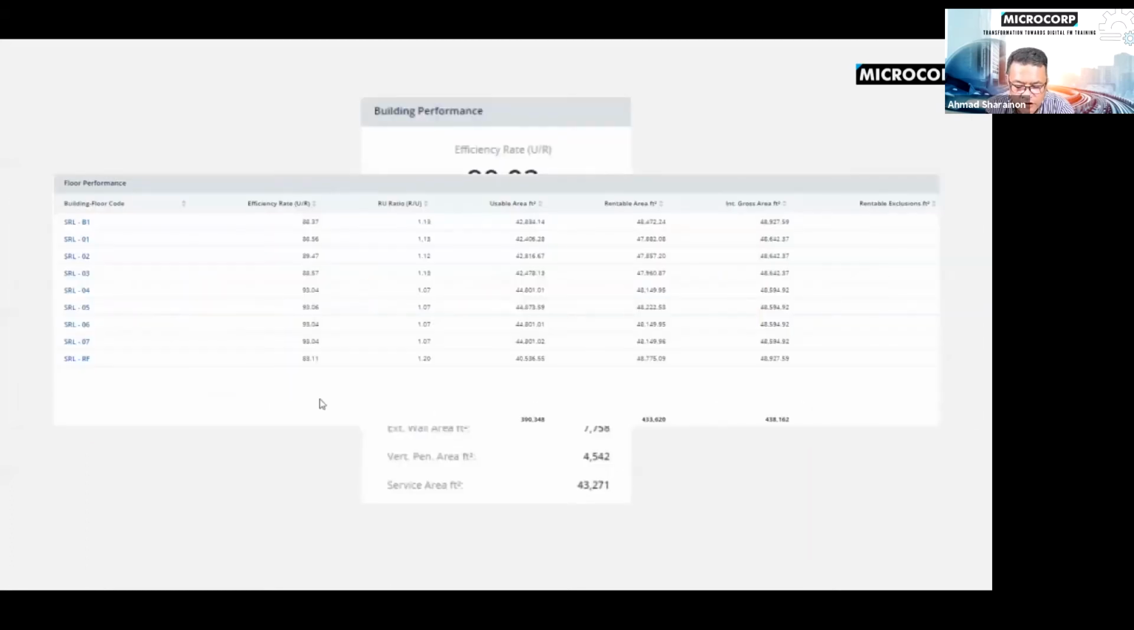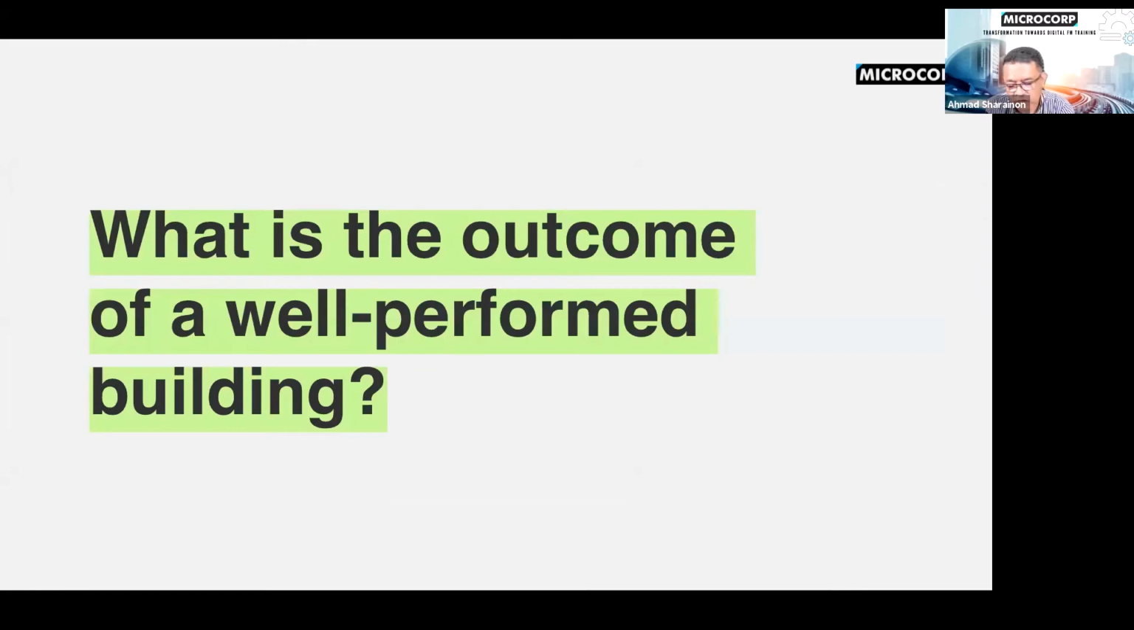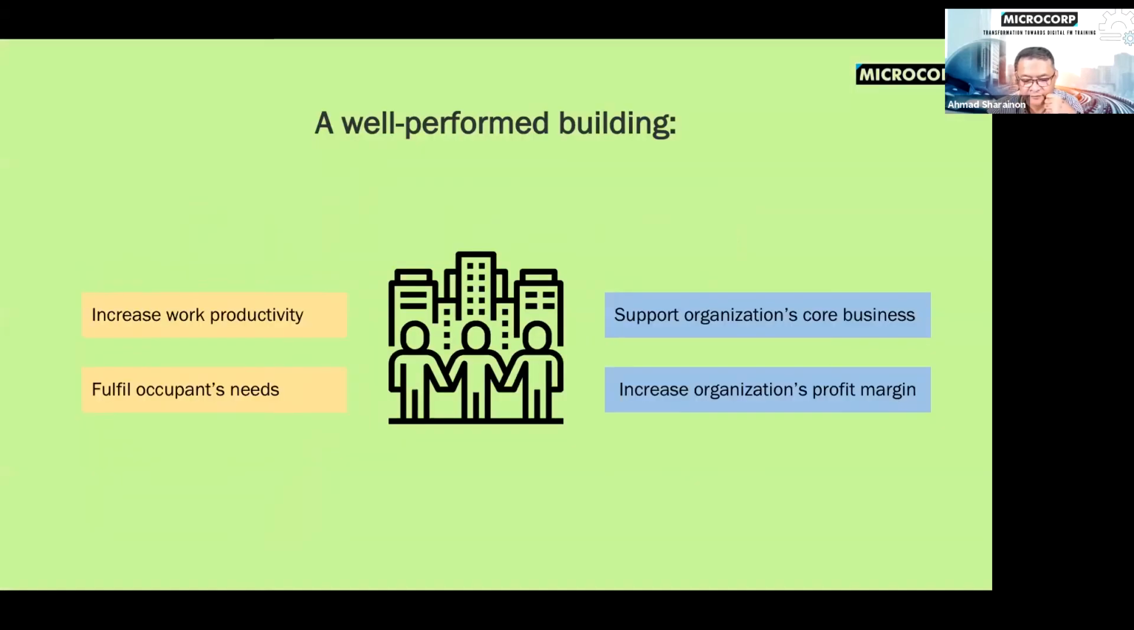Can you see after you see all the graphs, then you start to ask what is the outcome of a well-performed building? Well-performed buildings normally increase work productivity, definitely, and fulfill occupant needs. When you increase productivity and fulfill occupant needs, definitely it will increase the organizational profits. And the important thing is that the space supports the organization's core business. That's a good well-performed building.